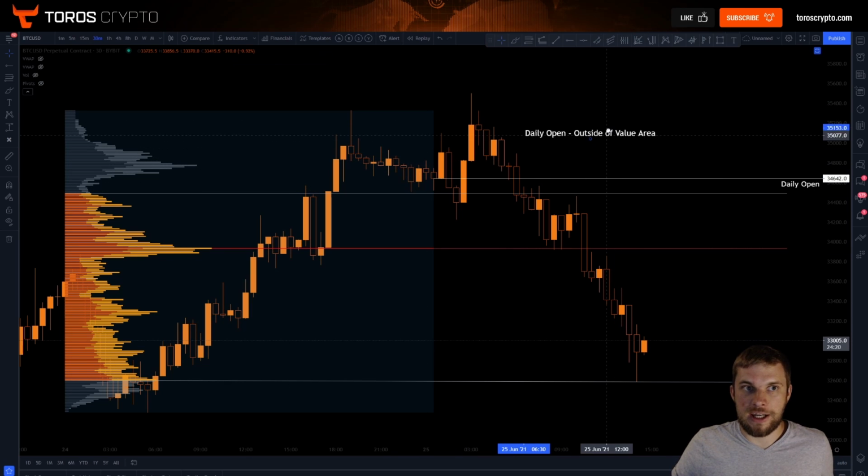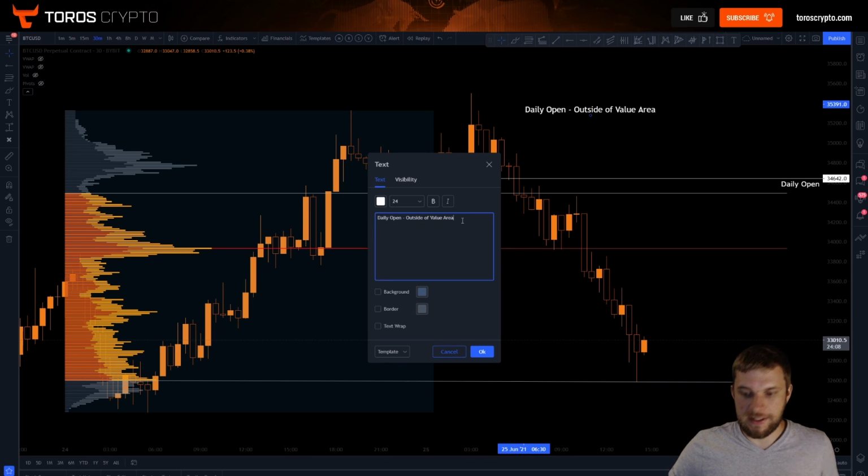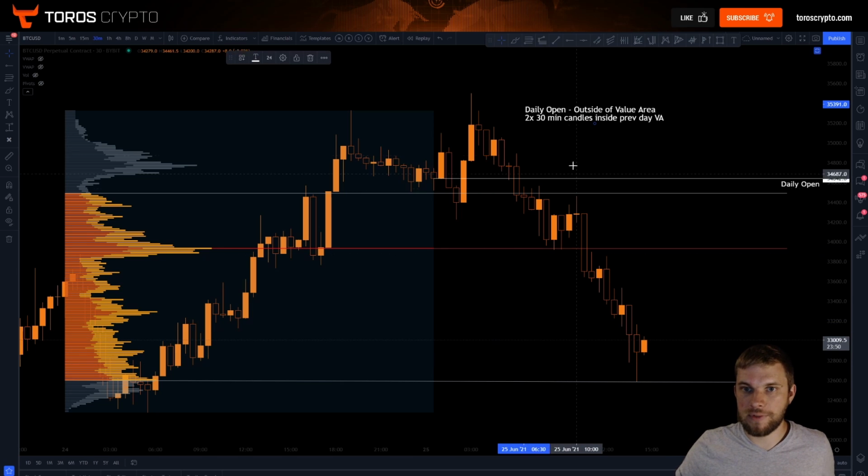Then what you want to see, and I'm showing you this on a 30-minute chart because this is based off the theory of market profile, which is always 30-minute timeframes. You need to then see, secondly, 2 times 30-minute candles inside the previous day's value area. So we want to see this acceptance, to get 2 candle closes within the previous day's value area.